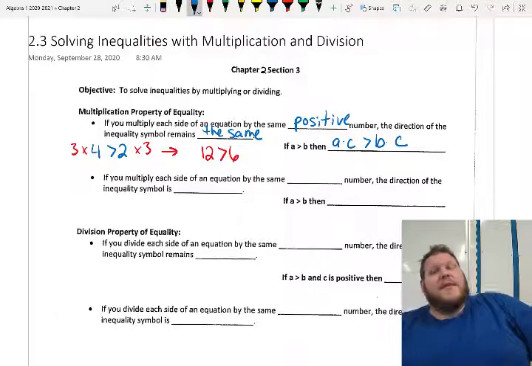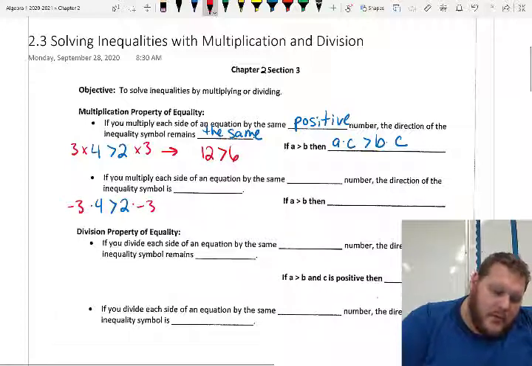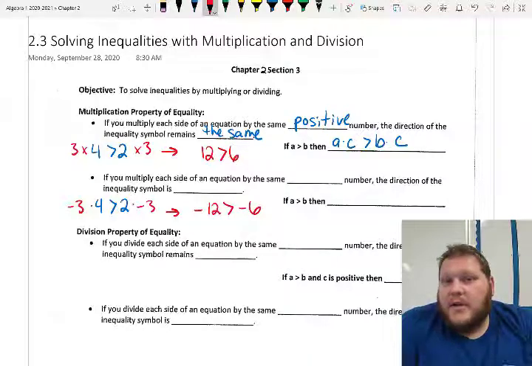Now let's take a look at what happens with a negative number. If I still start with that same inequality, 4 is greater than 2, but this time I multiply by a negative 3. What I end up with is negative 12 is greater than negative 6. The digit 12 is bigger than 6 is, but if we look at it in terms of the negatives, when I multiplied by that negative number, negative 12 became a bigger negative number than negative 6 is, which in terms of our number line means it's further to the left, so negative 12 is actually less than negative 6.